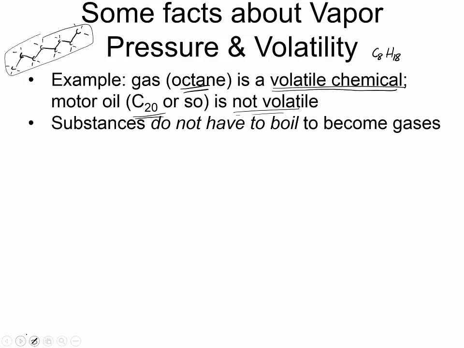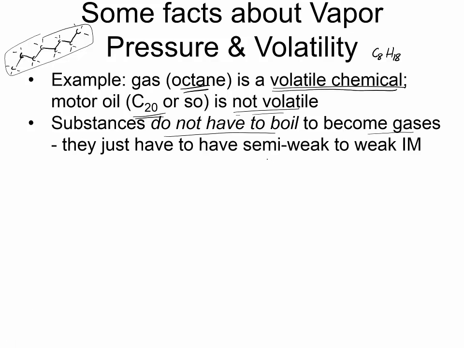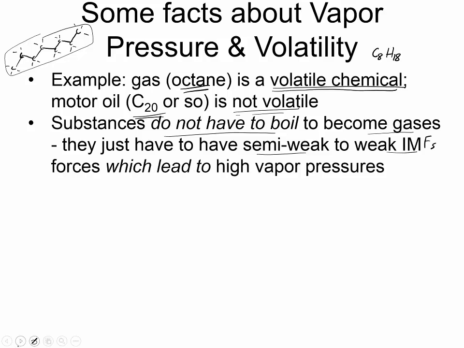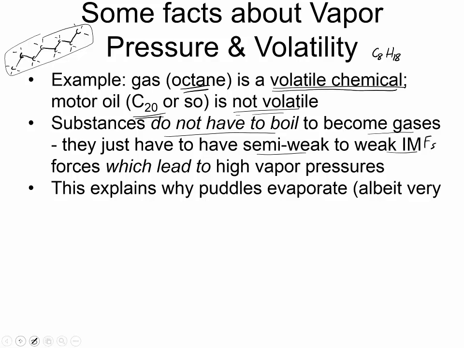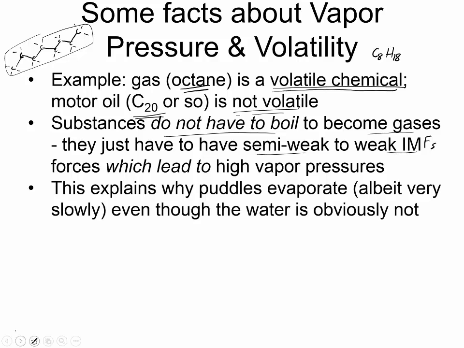Another key point about vapor pressure and volatility, and I've been mentioning this so far: substances do not have to boil to become gases. A certain amount just have to have good enough kinetic energy to overcome atmospheric pressure, and then those will go on to become gas, even though the whole sample is not necessarily boiling yet. So they just have to have semi-weak to weak IMFs here, which lead to higher vapor pressures. Okay, so this explains why puddles evaporate, very slowly, even though water is obviously not boiling.